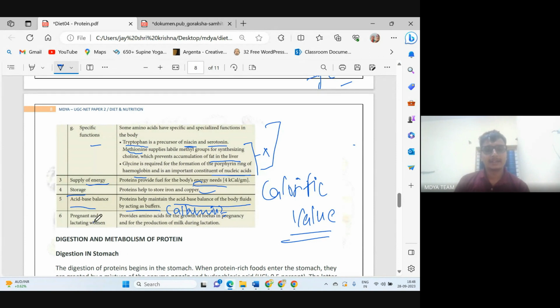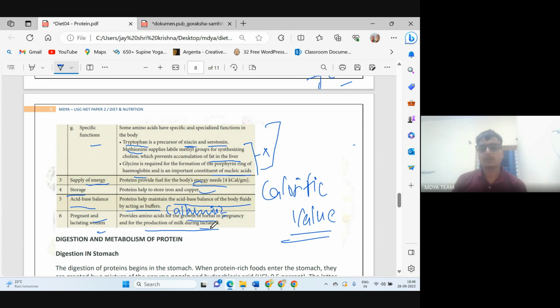Pregnant and lactating women: obviously the amino acids are responsible for growth of the fetus, as our whole body is made up of protein. So fetus growth will happen with the help of protein only. And for production of milk during lactation, protein is also very much needed.